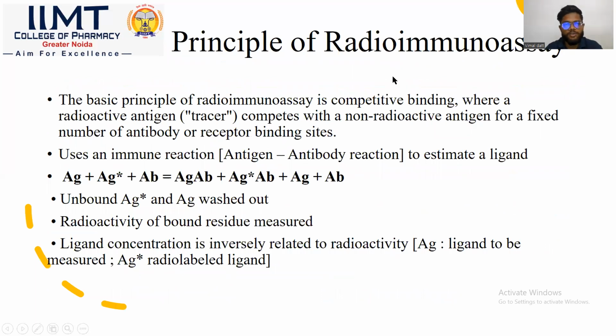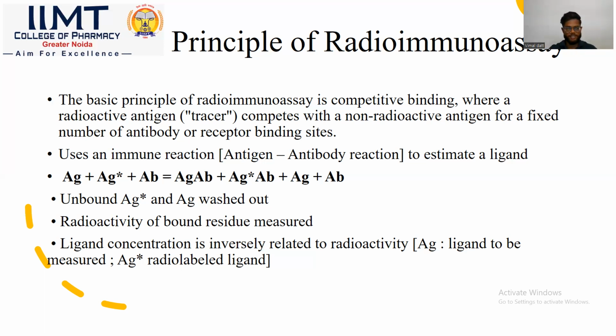Principle of radioimmunoassay. The basic principle of radioimmunoassay is competitive binding, where a radioactive antigen tracer competes with a non-radioactive antigen for a fixed number of antibody or receptor binding sites. It uses an immune reaction, the antigen-antibody reaction, to estimate a ligand. The equation is Ag + Ag* + Ab = Ag·Ab + Ag*·Ab + Ag + Ag*, in which Ag* means unbound antigen. The washed out radioactivity of the bound residue is measured; ligand concentration is inversely related to radioactivity. Ag is the ligand to be measured and Ag* means the radiolabeled ligand.